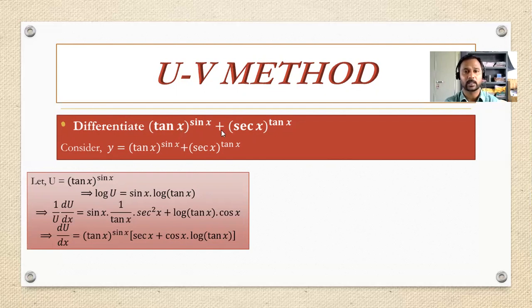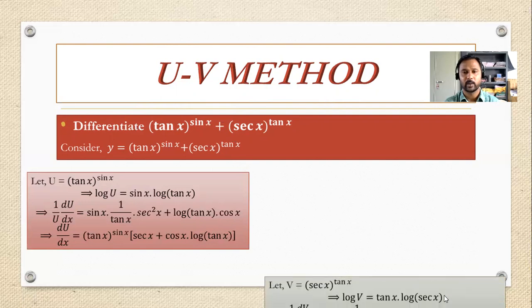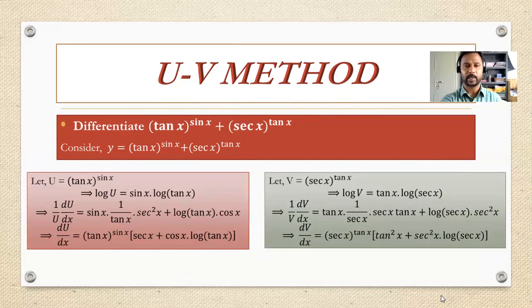Next part: we considered only one part, tan x power sin x. Another part, you have to take it as v. So one part is taken as u, another part is taken as v. That is why this method is named the UV method. If there are more terms, more power functions, you have to take u, v, w like that. Okay, it's a chain.